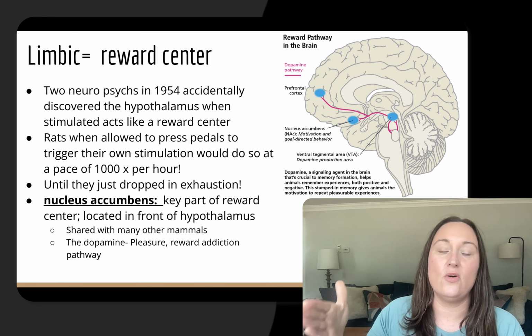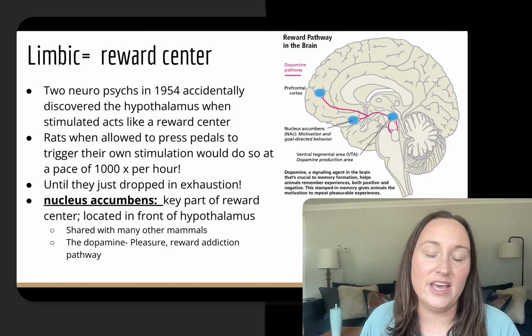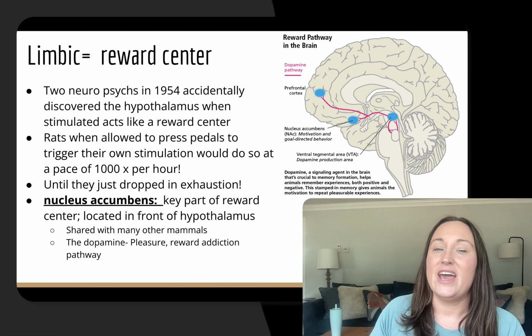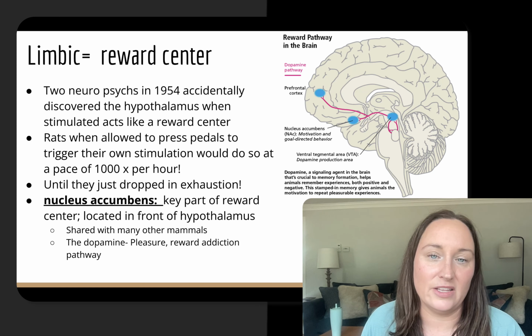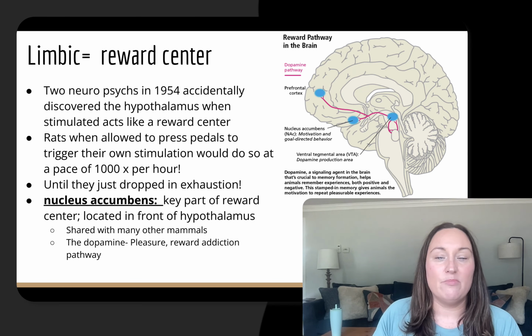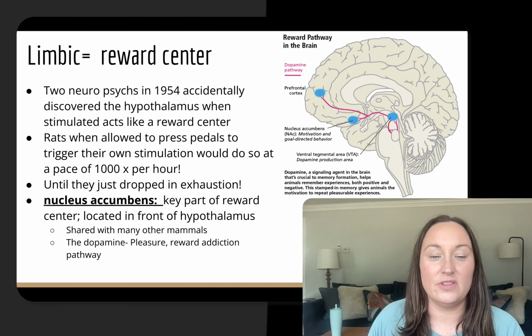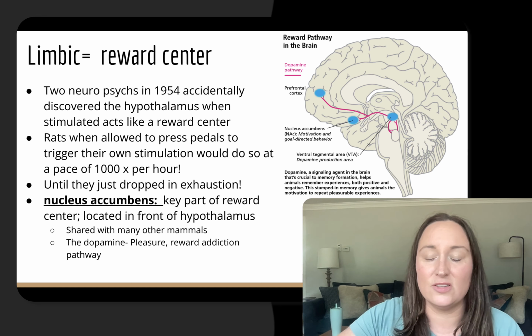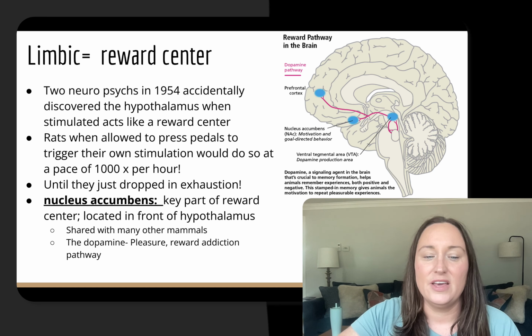Really do it again. So depending on how addicting something is, so think of different drugs, people will keep pushing that button. It's not happiness that it's bringing them. It's pleasure and reward. Do that again. And an important part of this pathway is the nucleus accumbens, which is a key part of this reward center. It's located in the front of the hypothalamus.